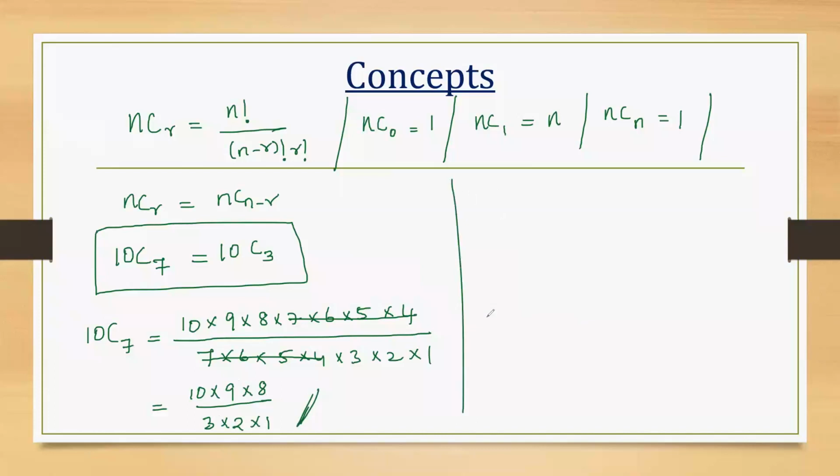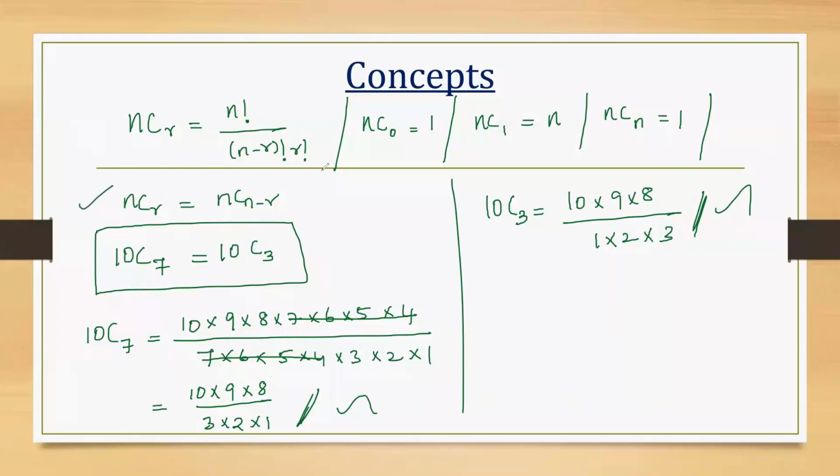Similarly, if you go for 10C3, from 10, 3 numbers: 10, 9, 8. Divide by the arrangements, 1 into 2 into 3. So both are same, right? Is it clear? Both are same, right? So instead of selecting 7, I can reject 3. Both the answers will be the same. So this is an example for this formula.